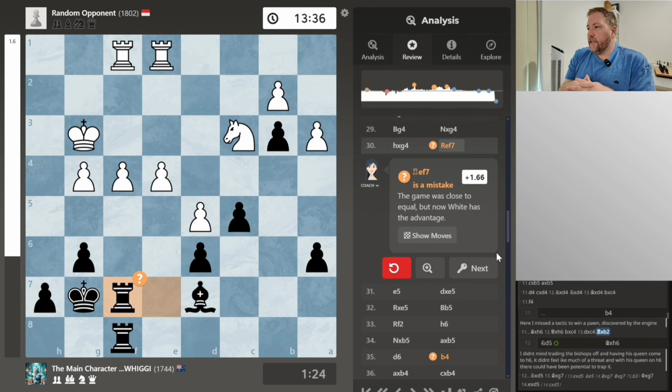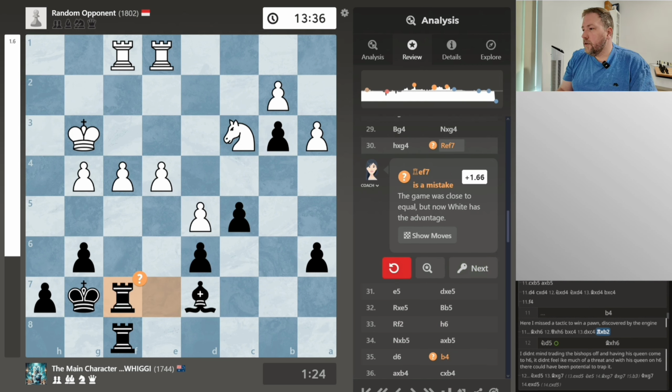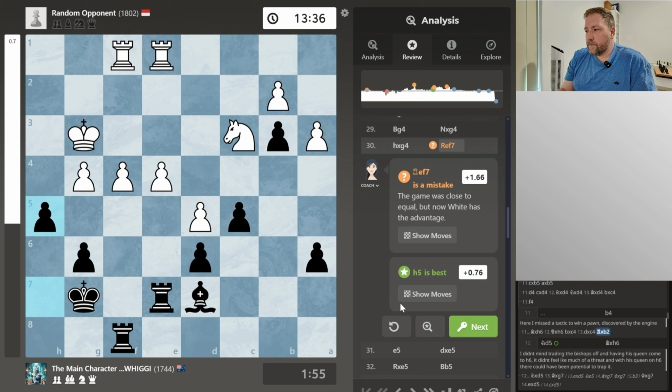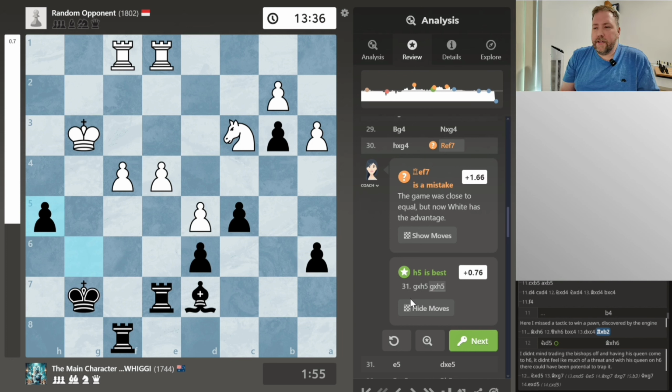Okay, now we're at another mistake. This game was close to equal, but now white has the advantage. White already had the advantage. Let's try to find a better move. The only better move I can think of right here is rook fe1. I'm having trouble seeing anything on here that is good. And I guess the engine just wants you to create an outside pawn.